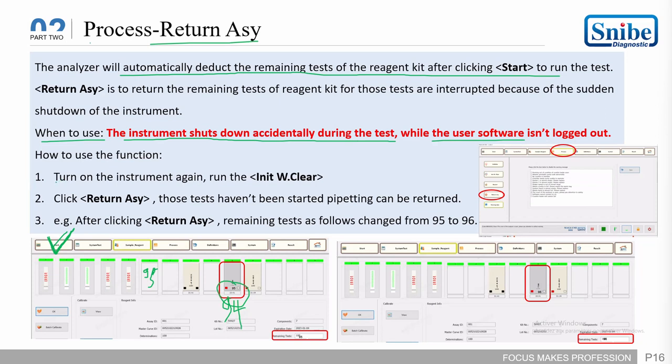So how to use it? Turn on the instrument again, click initial with clear cuvette, and then click return assay. Those tests that haven't started pipetting can be returned. After clicking return assay, the remaining tests will be restored. So if it was 95, after I click start it will be 94. Then if the analyzer turns off before the reagent is pipetted, I can use return assay and the number 95 will be restored again.